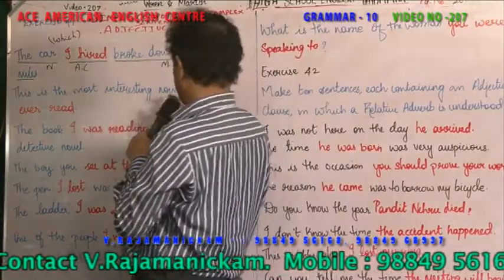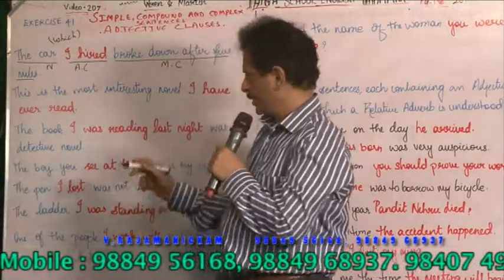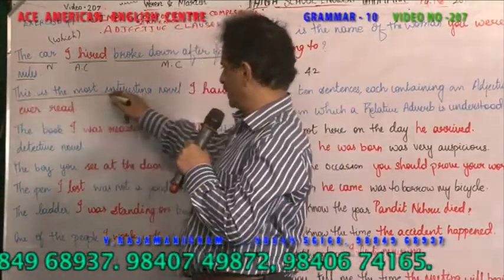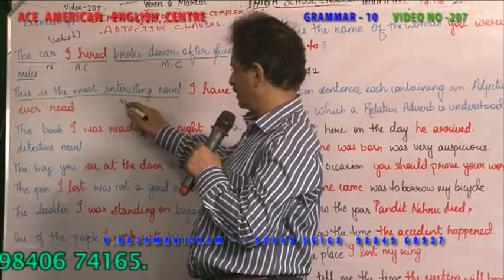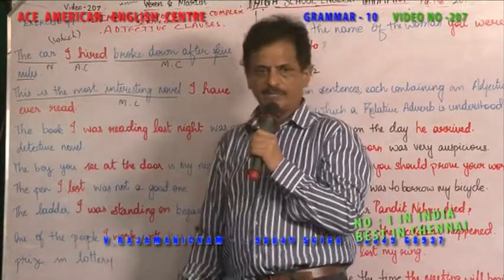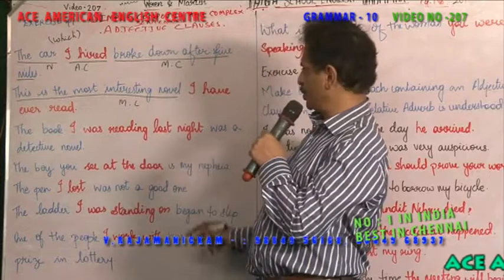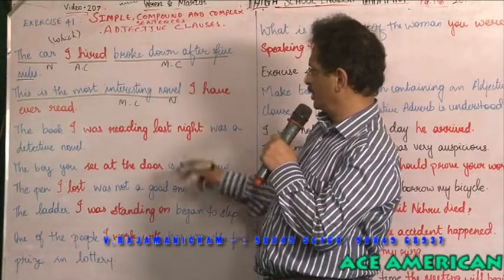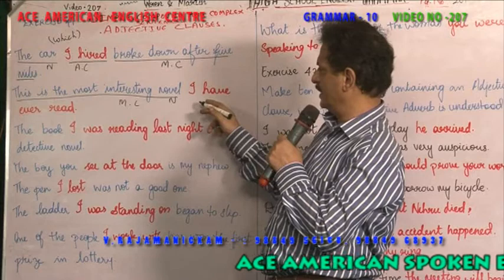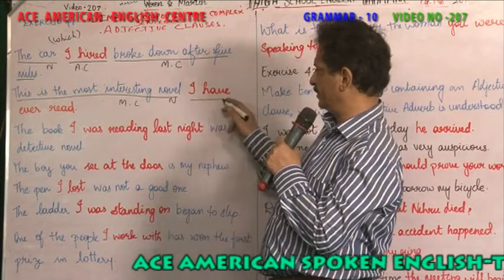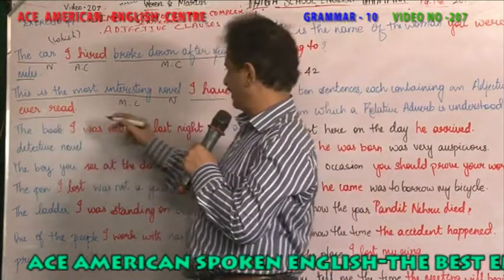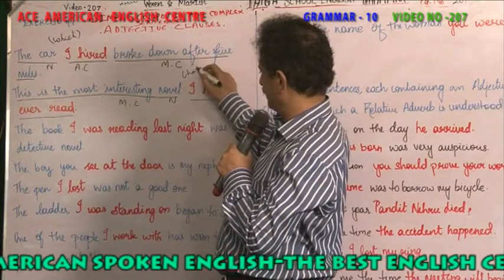This is the most interesting novel. This is the main clause. It gives a full meaning. It has the subject and predicate. This is the most interesting novel. Novel is a noun. So, which novel? The novel that I have ever read. So, that I have ever read, that is hidden here.